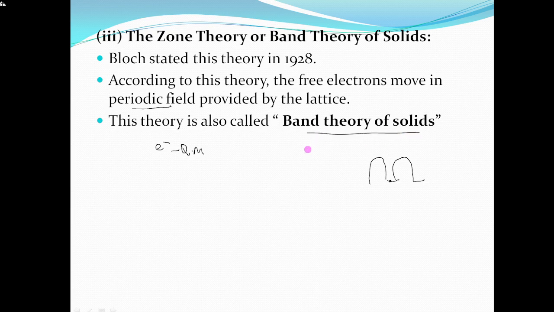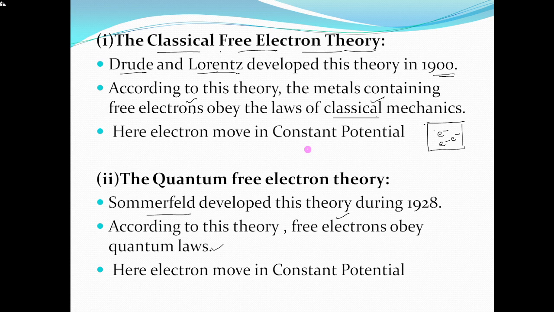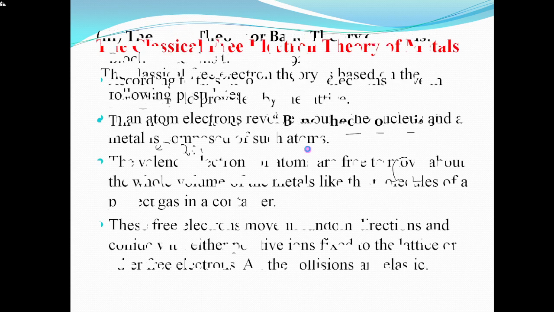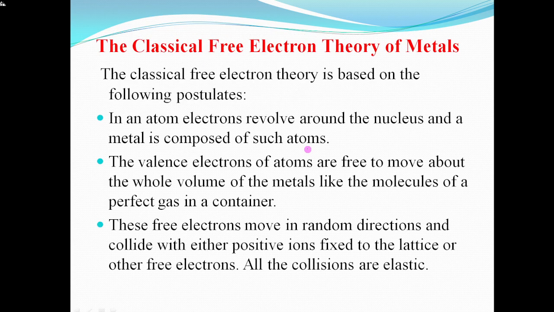So, free electron theory was developed in three stages. One is classical free electron theory. Next one is quantum free electron theory. Next one is zone theory. Now, we'll discuss classical free electron theory of metals.